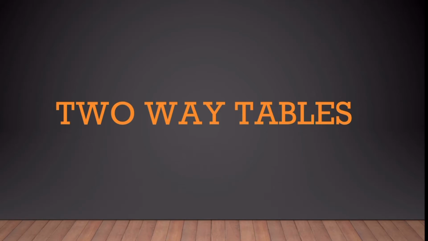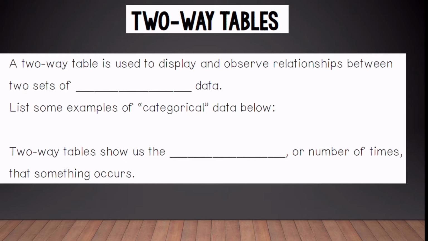Okay, so here we are, and we're going to extend our statistics unit to two-way tables. This is what you're going to see very frequently as you interpret data that has two different variables. So what is a two-way table? Well, a two-way table is used to display and observe a relationship.